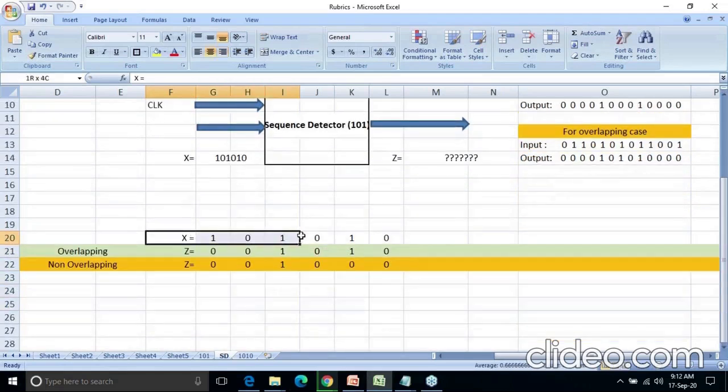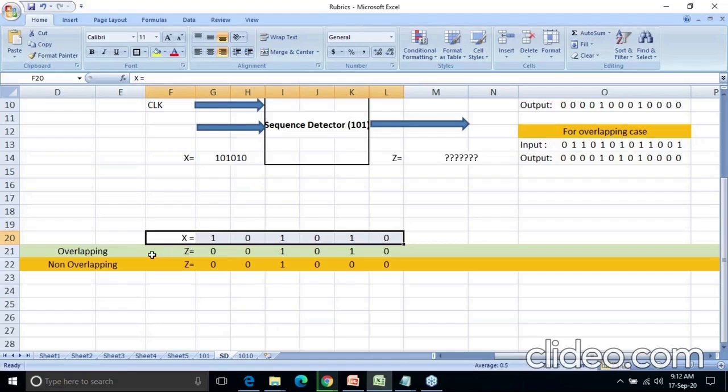So here you can see the input I have written. That is the same as what is written over here. That is 101 010. So 101 010. You can take any input string, but as you need to detect 101, there should be 101 present in your string. Okay, otherwise you will not get output.